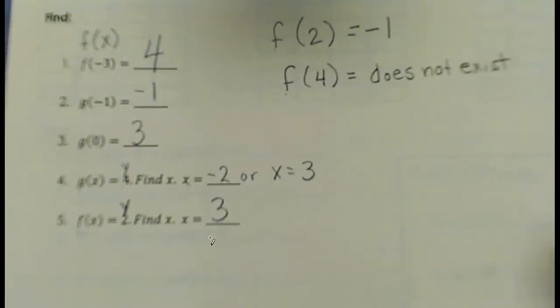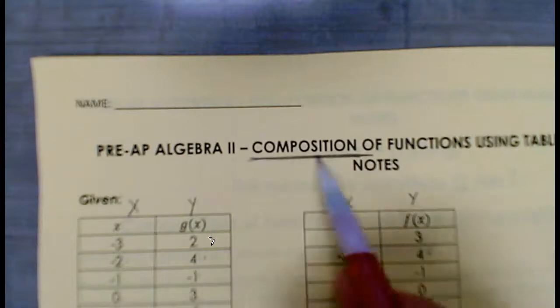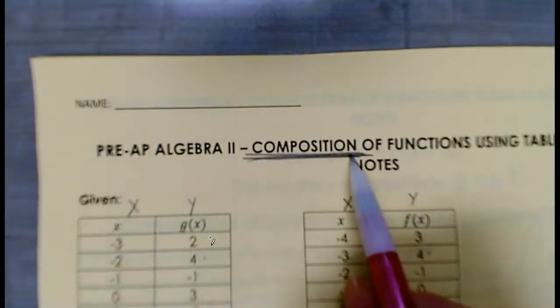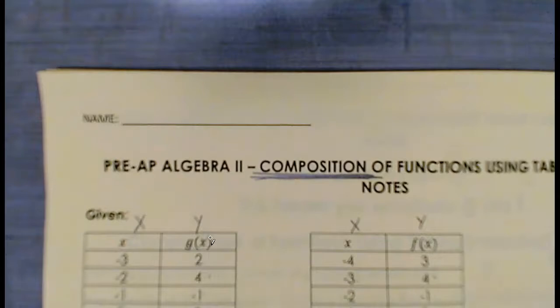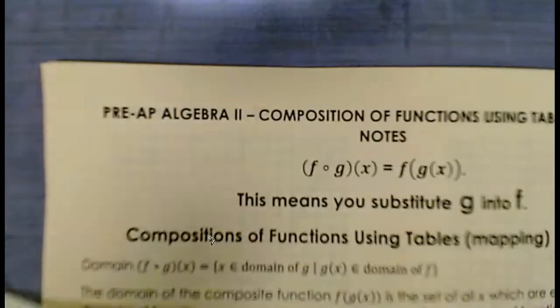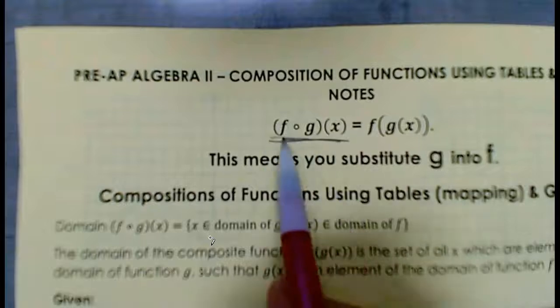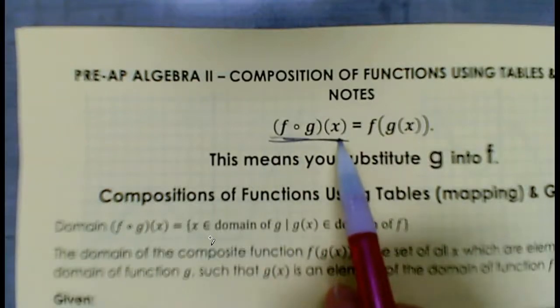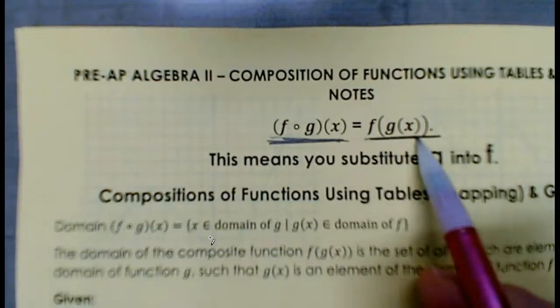Now we're going to take our function notation and use it for what's called compositions. Composition is not adding, subtracting, multiplying, or dividing. It's a new operation, and let's see how it works. Here is the notation for a composition. It can be written this way or that way. They mean the same thing.